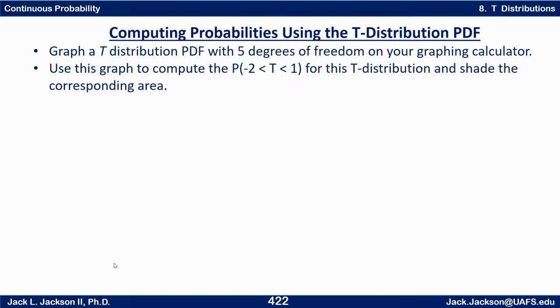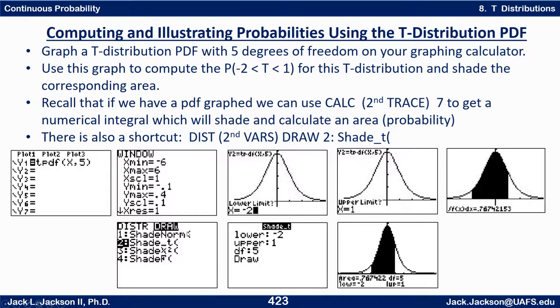Well, this is not too hard to do. It works very similar to the way we did stuff with normals. To graph it, we just graph tPDF(x, 5), put that in Y1, pick an appropriate window. There's one that will work. And then we do 2nd Calc 7 to get our area shader approximator, right?